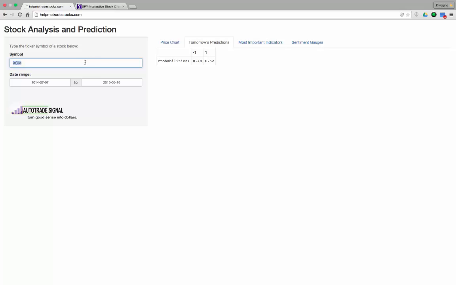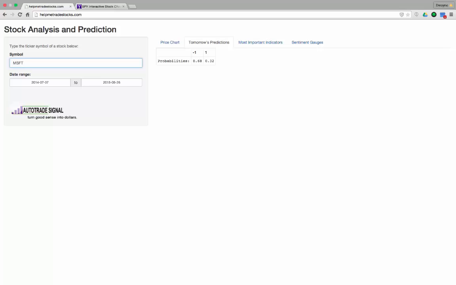So if you were wondering about whether to enter those trades, it's uncertain. I would say that unless it's greater than 0.6, there's a great deal of uncertainty about which direction that particular stock is likely to go.